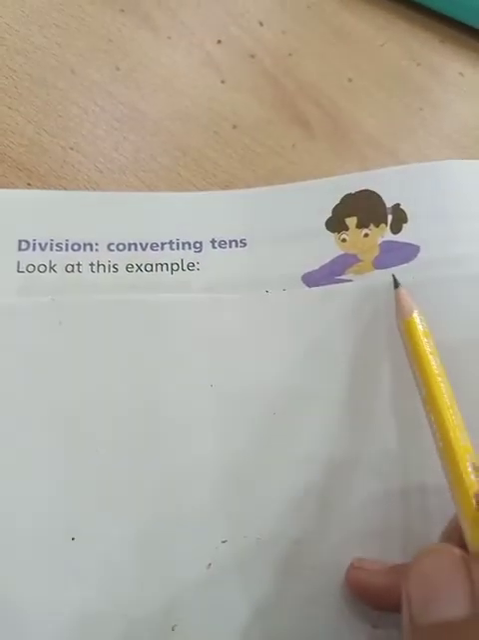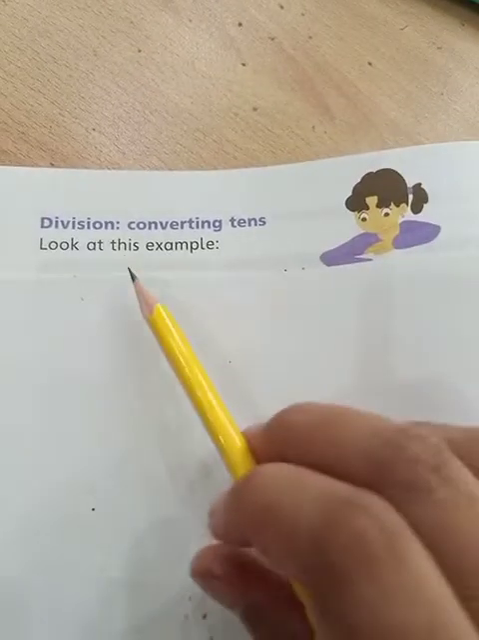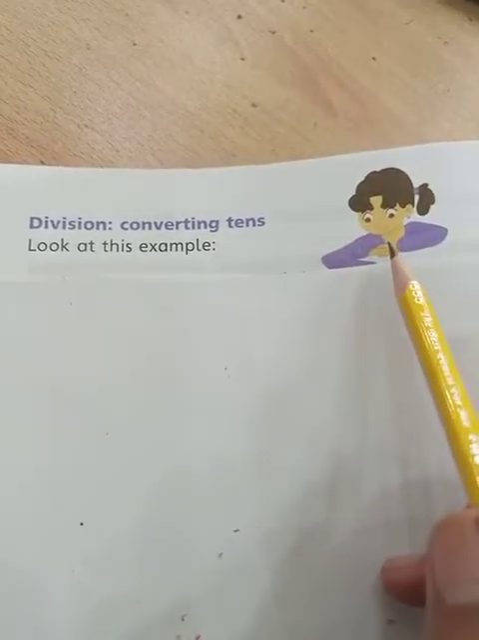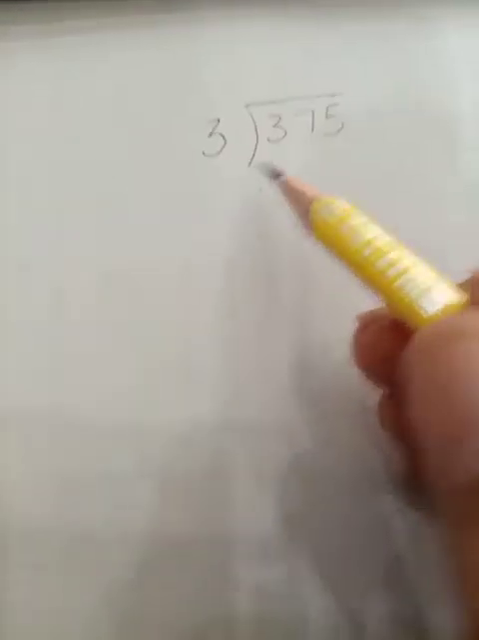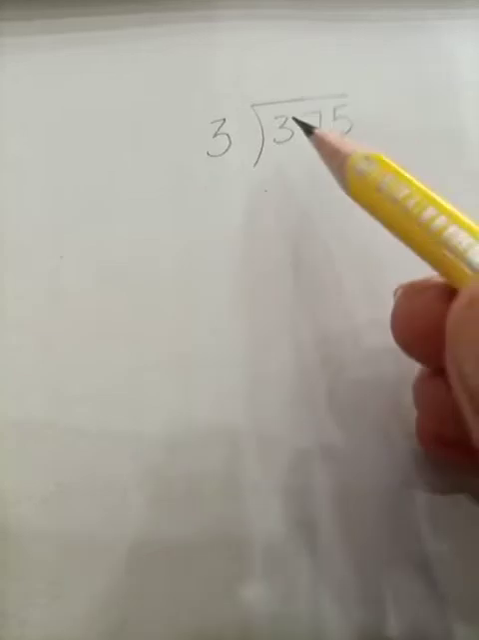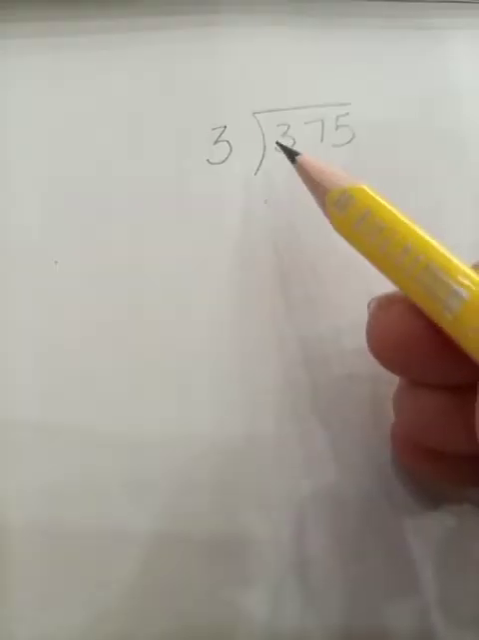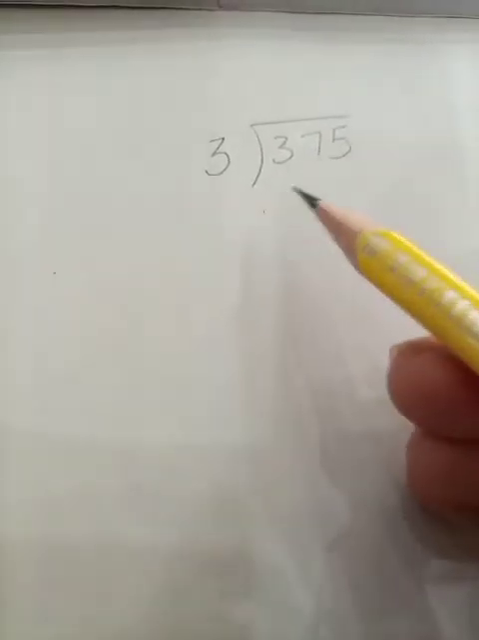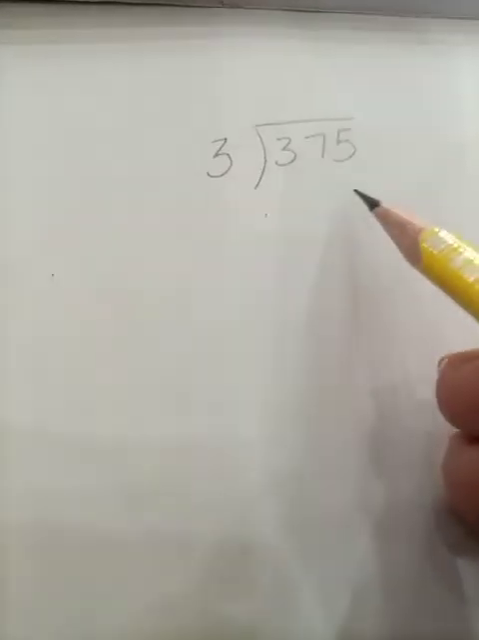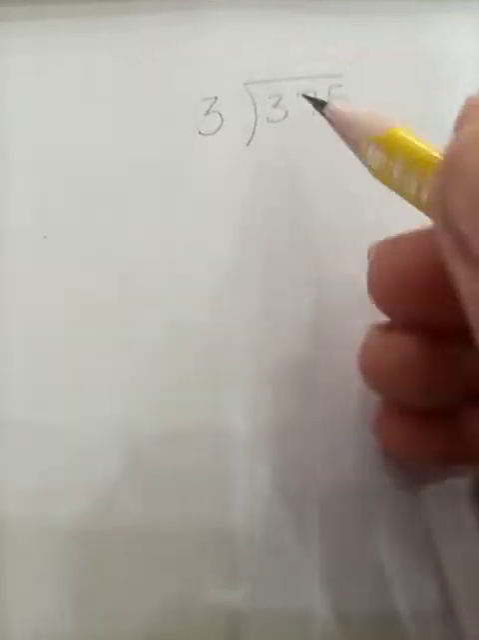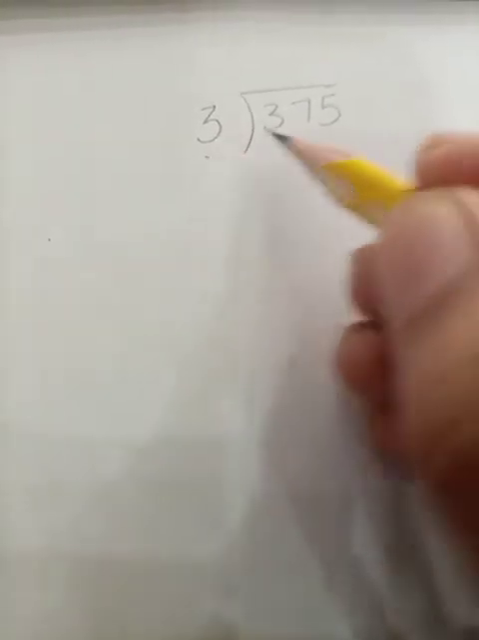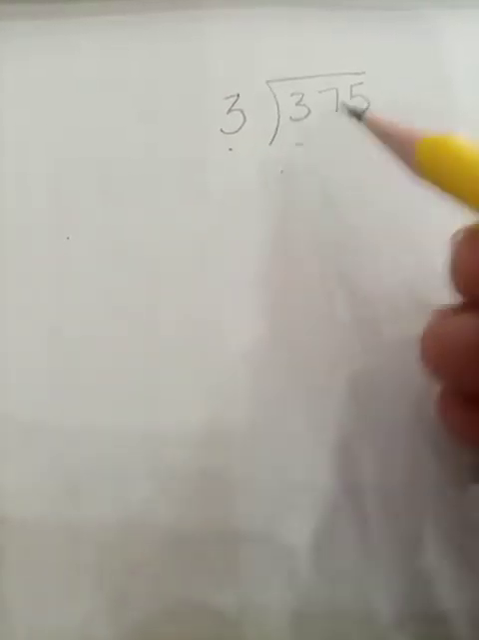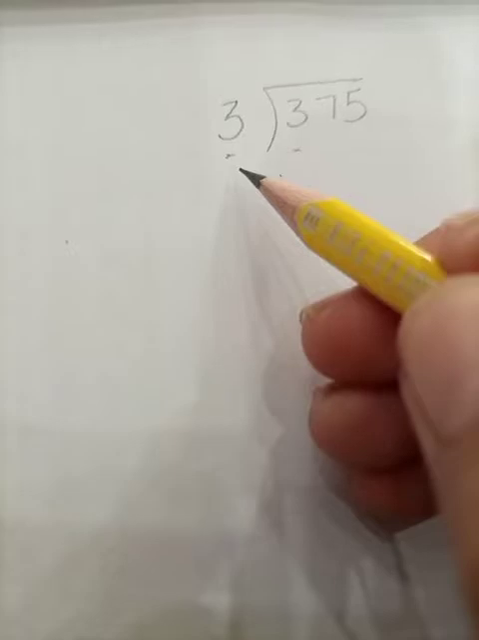Students, look at your friend. She is pointing out this example. Let's try to solve this example. Here is the question that your friend is pointing out. By this question we will learn how the division is done by converting the tens. First of all, here we are comparing my divisor with the dividend. Look at this. Here the first number is equal to the divisor.